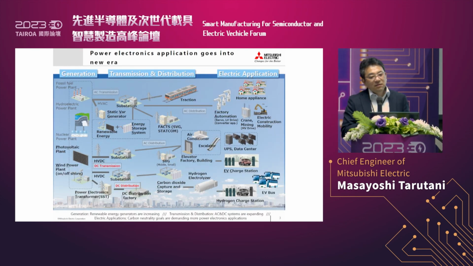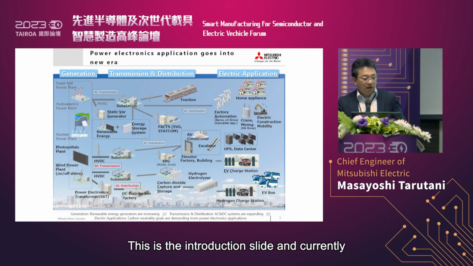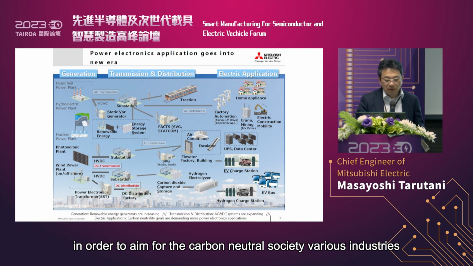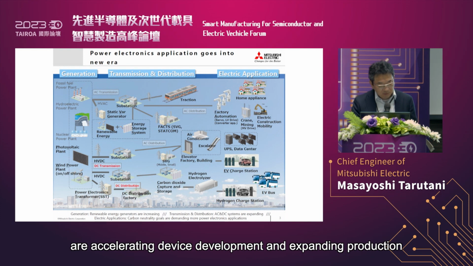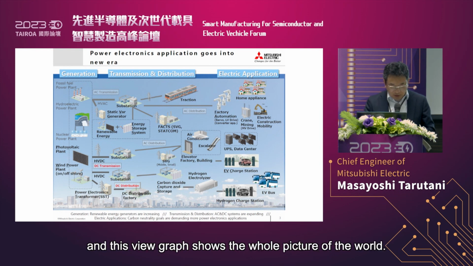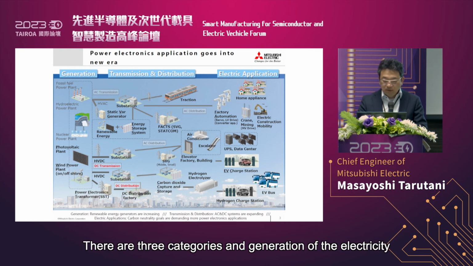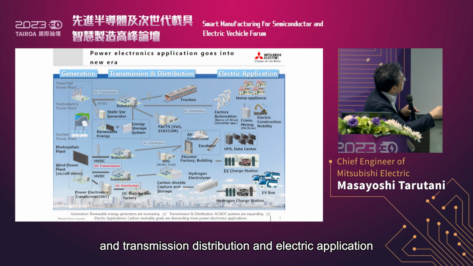Okay. This is the introduction slide. Currently, in order to aim for a carbon-neutral society, various industries are accelerating device development and expanding production. Electrification is the keyword for many things, of course. This view graph shows the whole picture of the world, and there are 3 categories: generation of the electricity, transmission and distribution, and electric application.